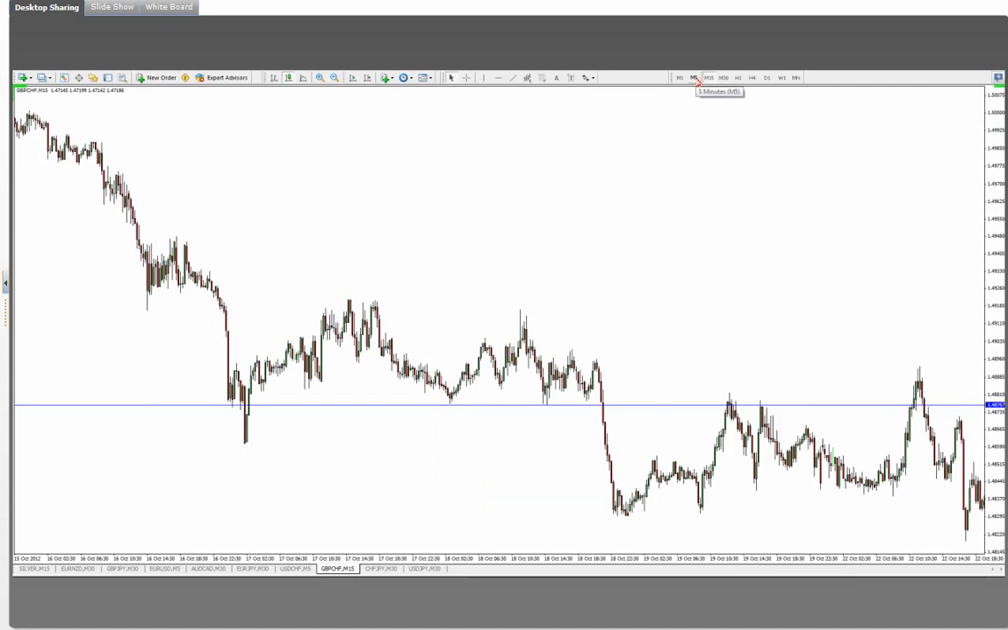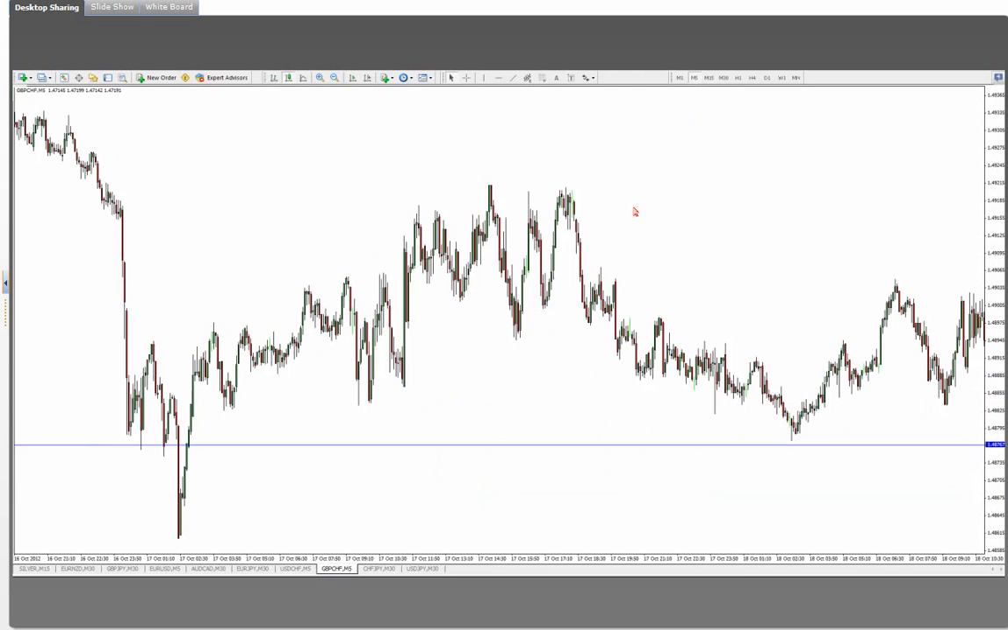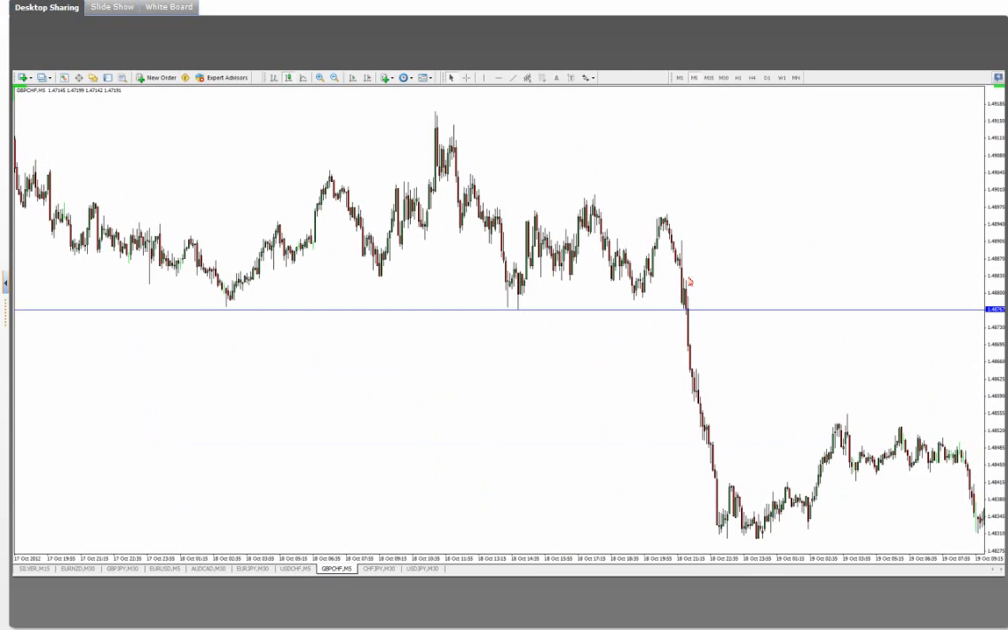If I go to M15, nothing really there. It's got demand that came in there and it broke out. There's nothing really here at the moment. We've got those areas there, but it's not the strongest SR you're ever going to see. So then I look at M5, and that is lovely.